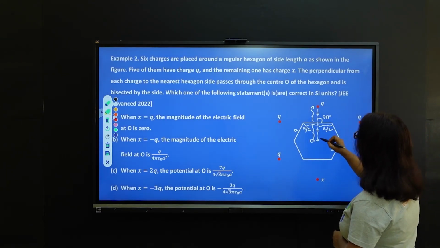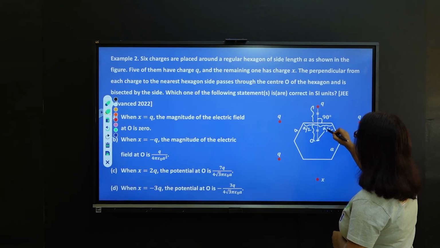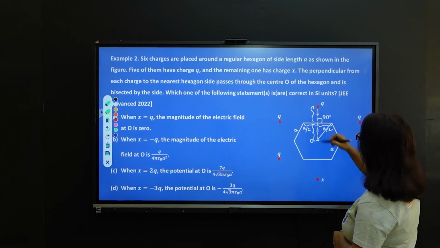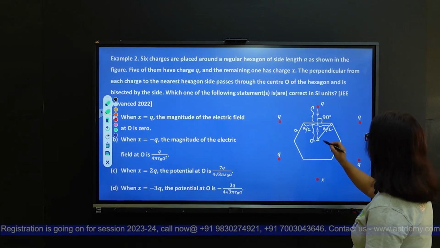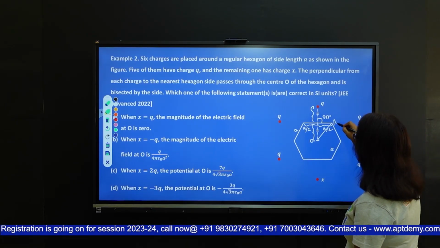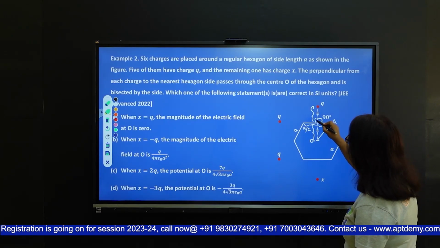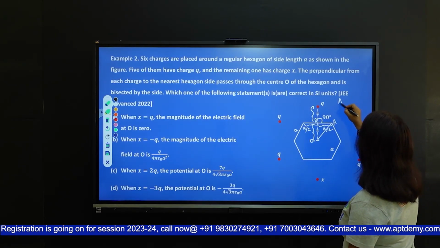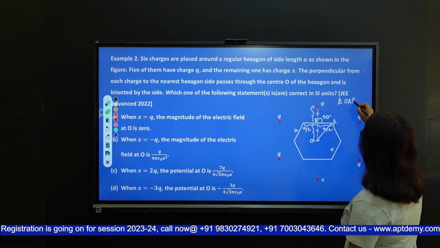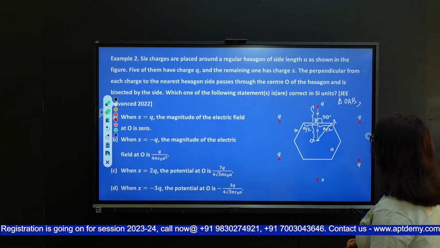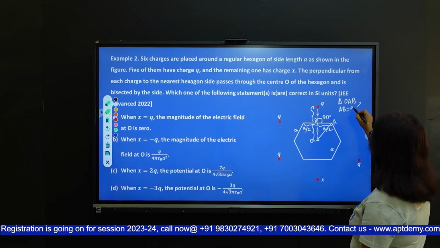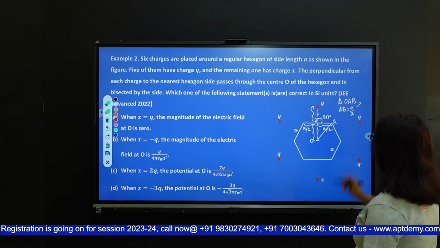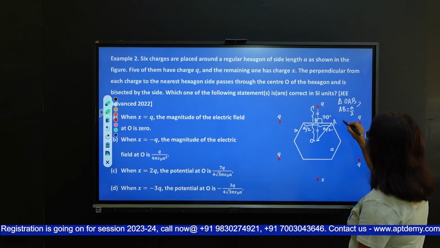Now, if we try to find out this particular length, then what will be the answer? Let me take this triangle as OAB. You can see the triangle OAB. If you take note, here AB is equal to A by 2, OB.